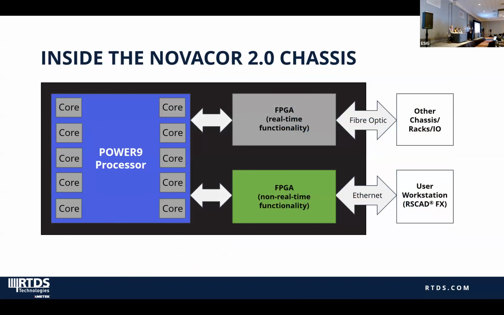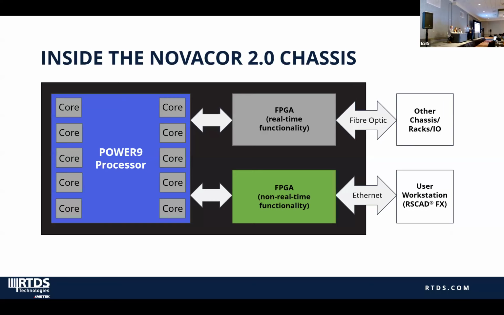So this is a high-level view of what the system looks like. Every box is identical. They come with a 10-core processor, and the processor is connected to different FPGAs. The one FPGA controls all of the real-time communication to be able to connect to the different I/O, as well as to interconnect multiple modules, so to have that scalability.